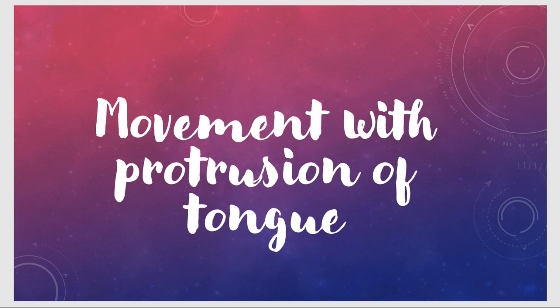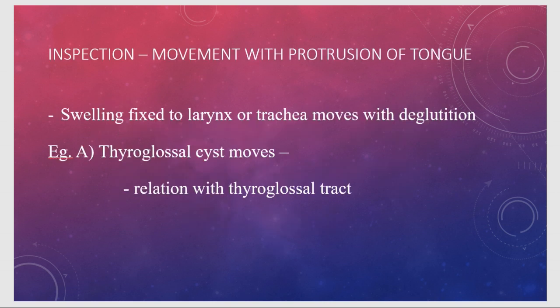Then movement with protrusion of tongue. Swelling fixed to larynx or trachea moves with deglutition, that is fine. But if the swelling is a thyroglossal cyst and it is related to the thyroglossal tract, which means a tract starting from the tongue, the glossal part, and reaching up to the thyroglossal region, then it will move with protrusion of tongue, right?